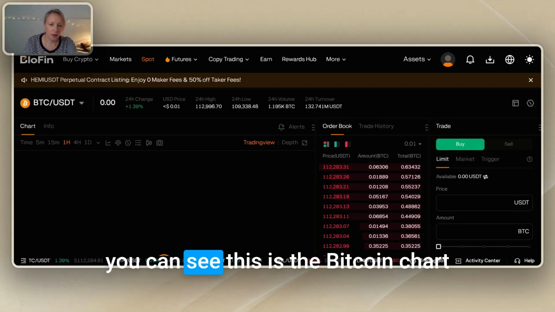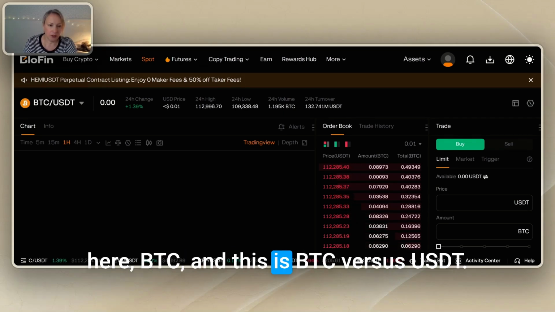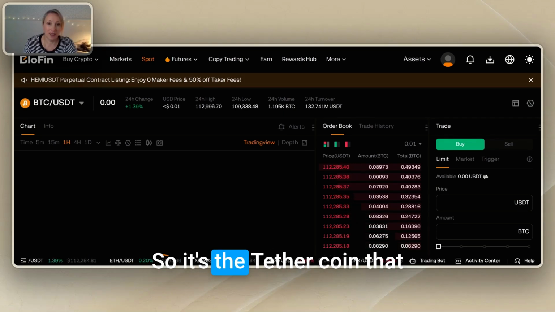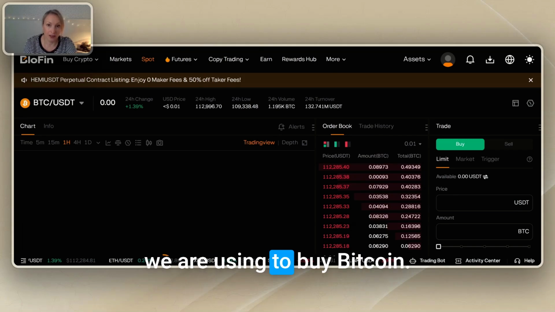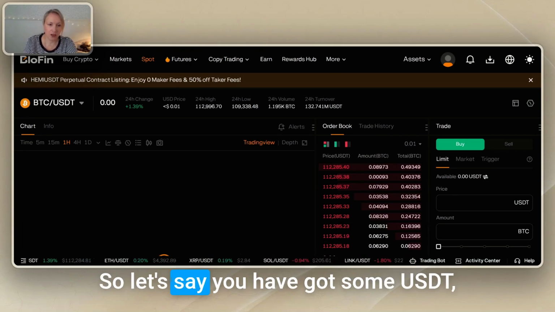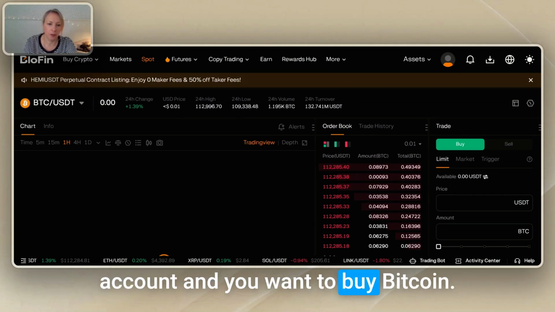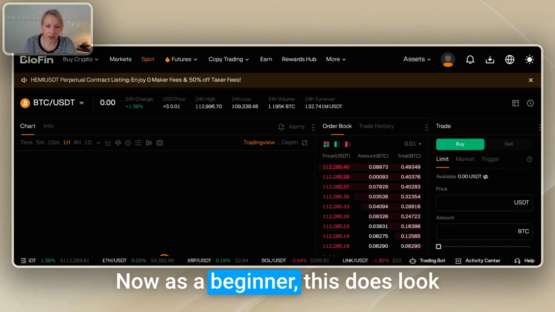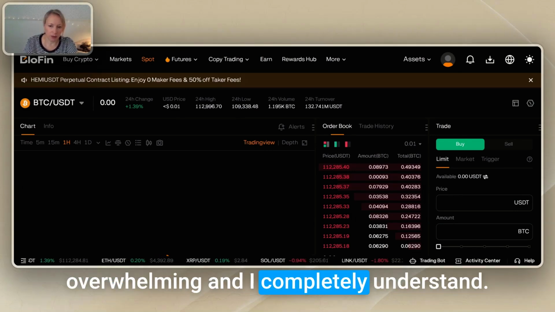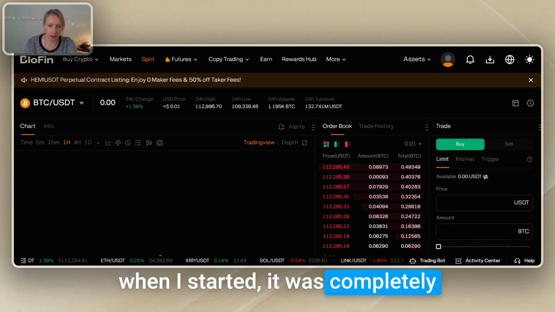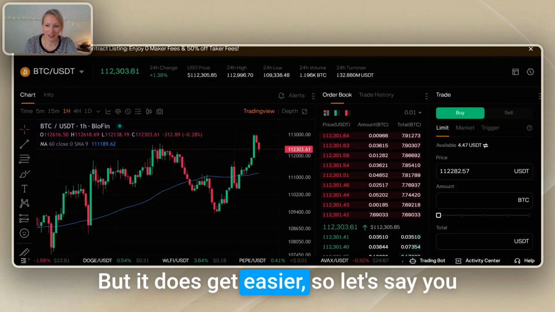You can see this is the Bitcoin chart here, BTC, and this is BTC versus USDT. So it's a tether coin that we are using to buy Bitcoin. So let's say you have got some USDT, you've got some tether on your account and you want to buy Bitcoin. Now, as a beginner, this does look overwhelming and I completely understand it. When I started, it was completely overwhelming for me, but it does get easier.